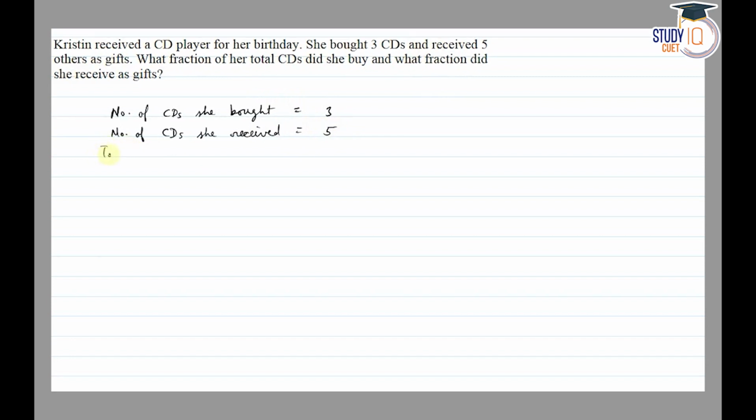So हमारे पास जाएगा total number of CDs. So जाएगा 3 plus 5 is equal to 8. So हमें find out करना है what fraction of her total CDs did she buy.